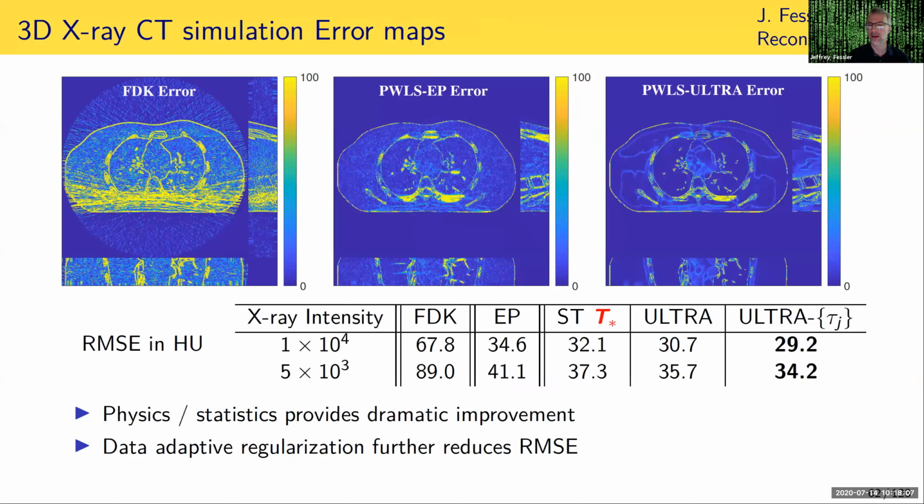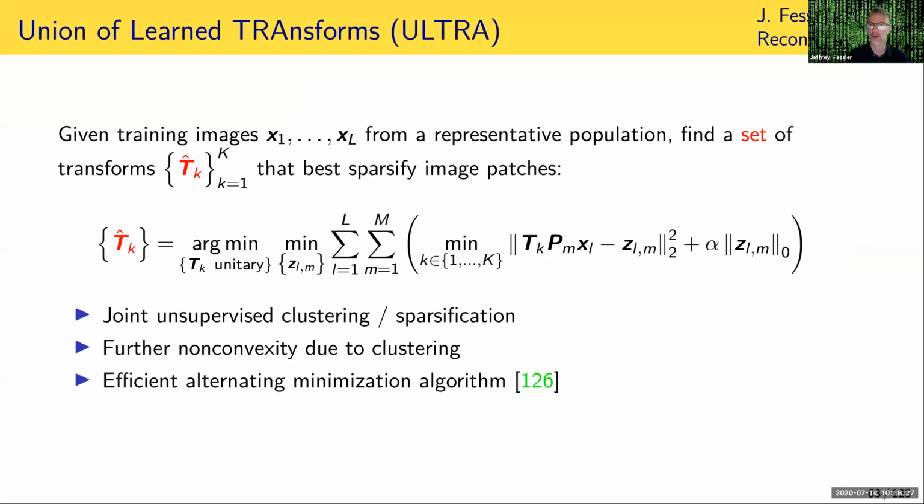Now, it's been said that education is the process of telling smaller and smaller lies. So I need to tell you what I actually showed you in this image was not a single sparsifying transform, but a set of a few sparsifying transforms. It's a union of learned transforms. And you can see that leads to additional reduction in the root mean squared error. That's why I showed you those pictures.